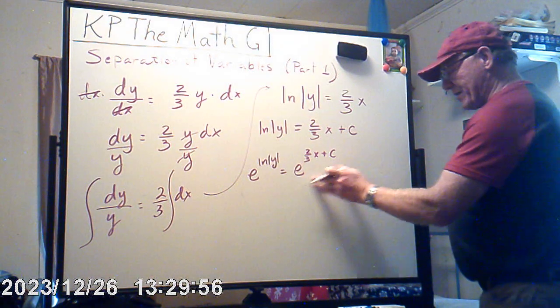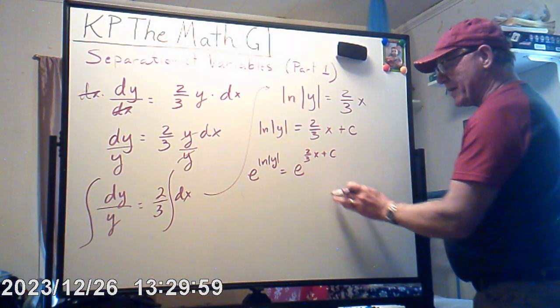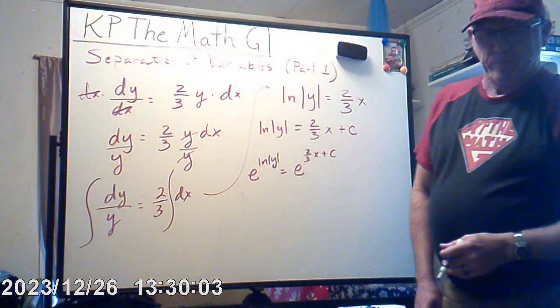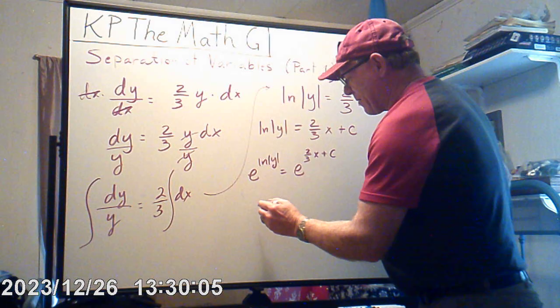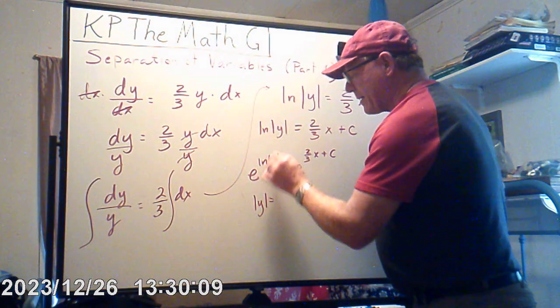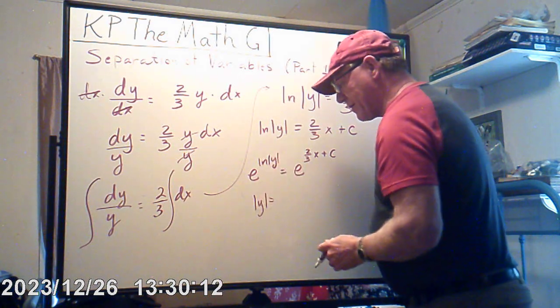And I'm going to get into this discussion right here in a little bit. What is this? Yeah, it's just the absolute value of y. ln e is going to get rid of that, isn't it?